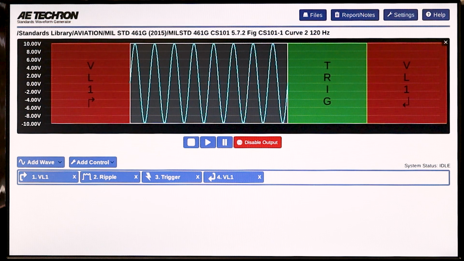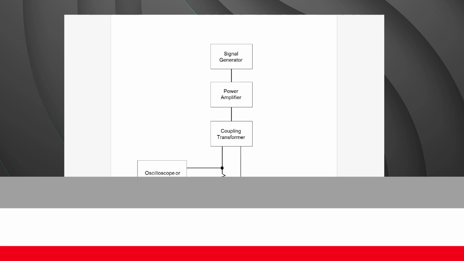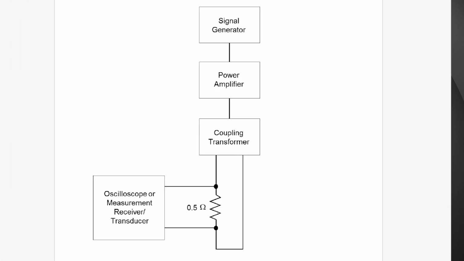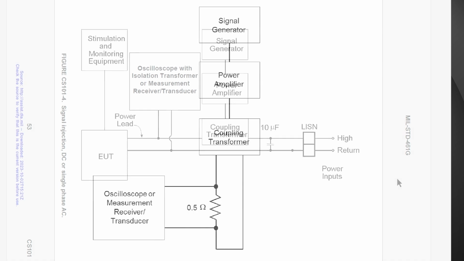Let's take a look at how the equipment is set up for the calibration and testing. All right, now we're looking at figure CS101-3 for the calibration setup. Taking a look, we have our signal generator connected to our power amplifier going to our coupling transformer. This is where we use our Solar 0.5 ohm precision resistor for verification. Let's go to the next page, looking at figure 4.